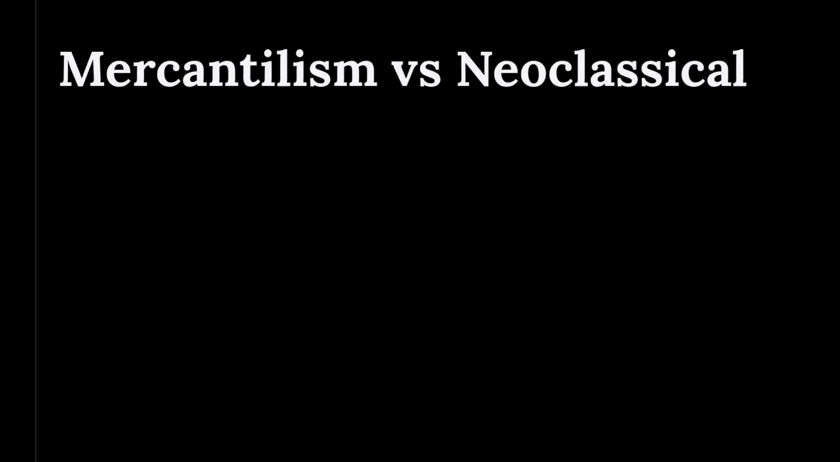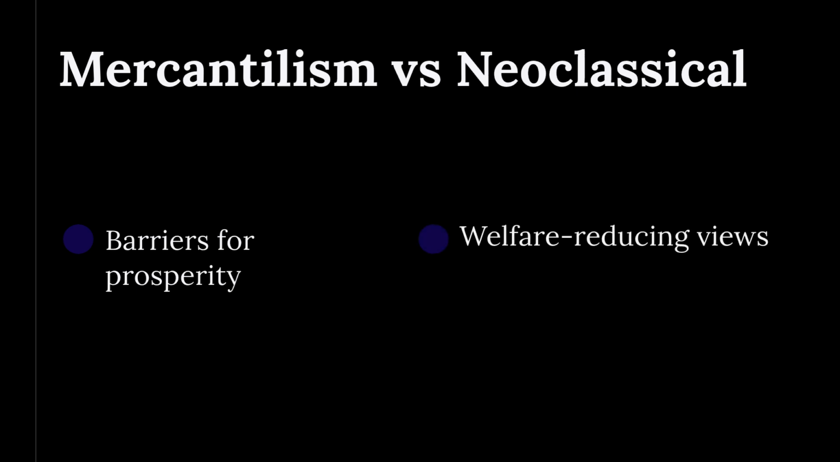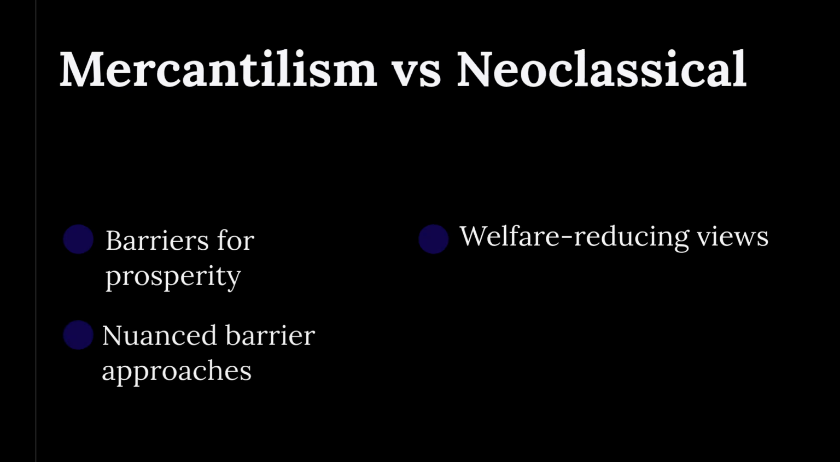Mercantilism and neoclassical theories offer contrasting views. Mercantilism supports barriers for prosperity. Neoclassical theories view them as welfare-reducing distortions. Non-tariff barriers require nuanced approaches. They originate from legitimate policy goals yet may appear protectionist.